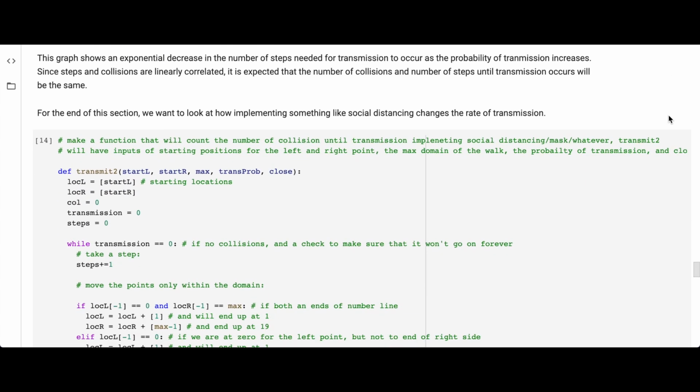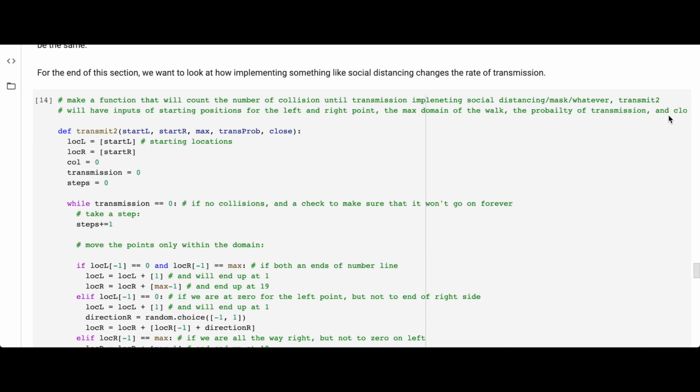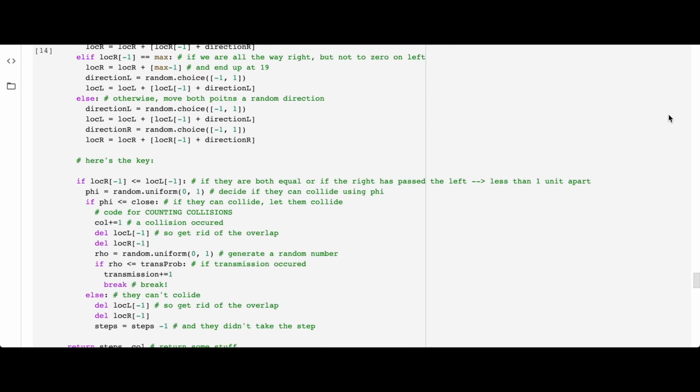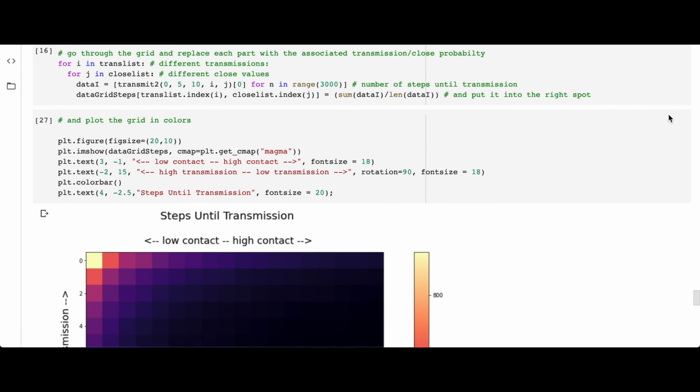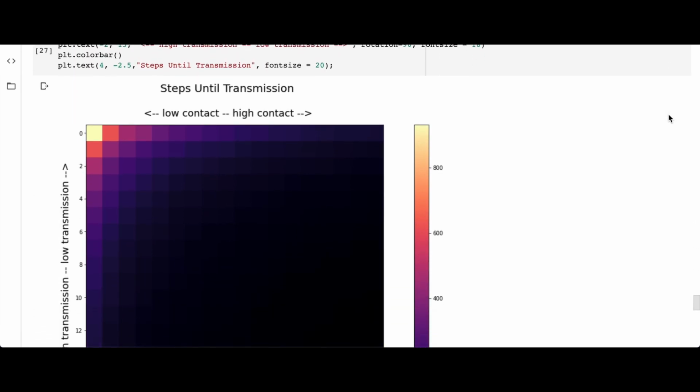Then we add some sort of social distance or mask-wearing measure meant to limit contact between the 2 points. We do this by making a new function, transmit2, and letting them walk, and then when they collide, asking if they can actually collide, because we say they break the distance with probability close, which is a new input in the function, and then asking if transmission occurs as before.